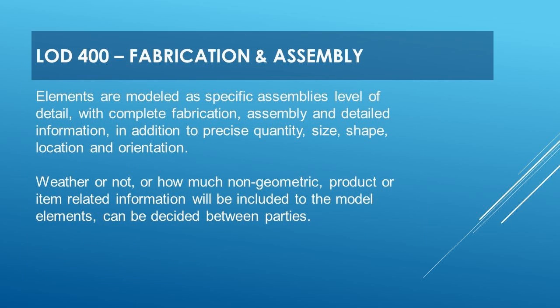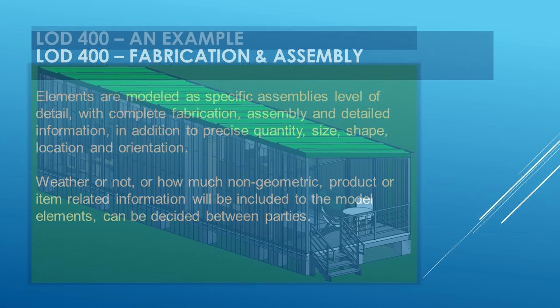LOD 400, Fabrication and Assembly. Elements are modeled as specific assemblies, level of detail, with complete fabrication, assembly and detailed information, in addition to precise quantity, size, shape, location and orientation. Whether or not, or how much non-geometric, product or item related information will be included in the model elements can be decided between parties. Here is an example of LOD 400.